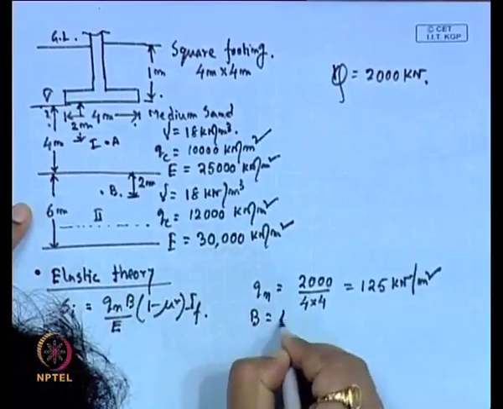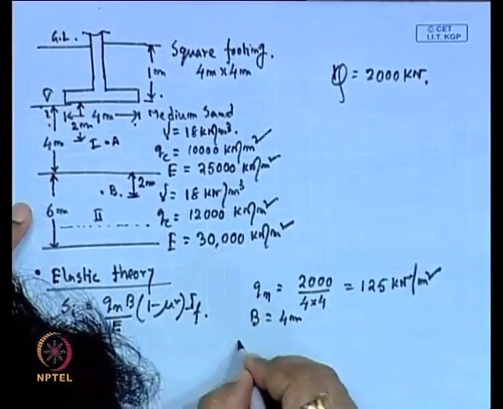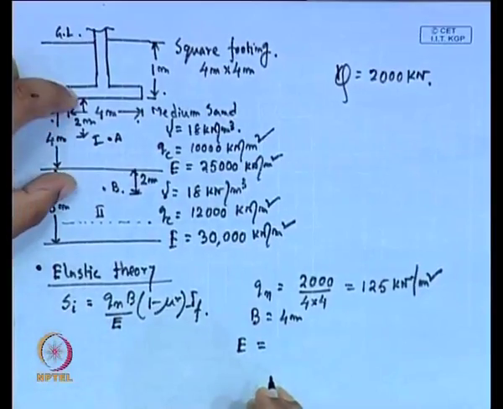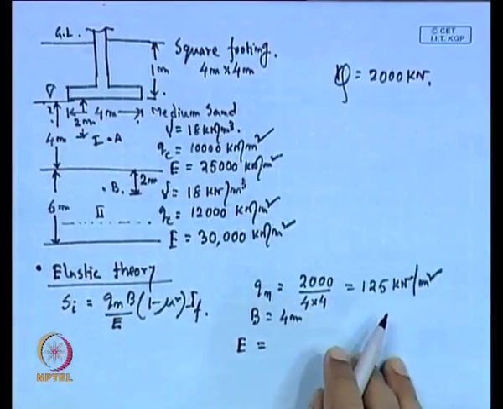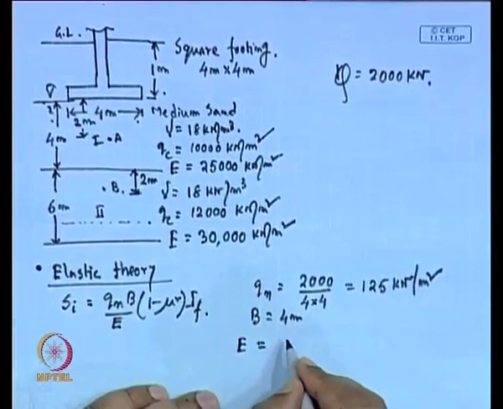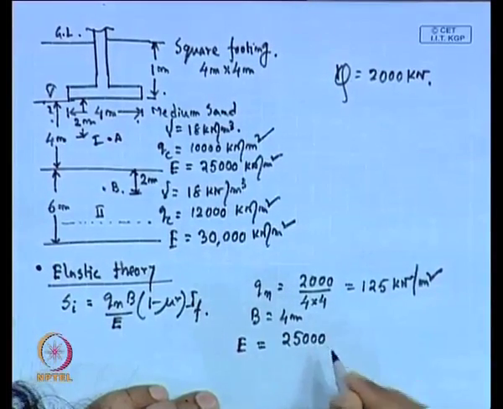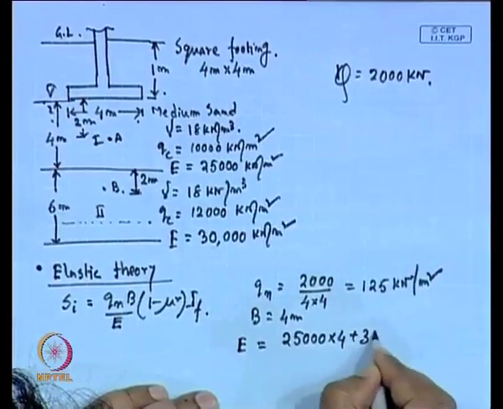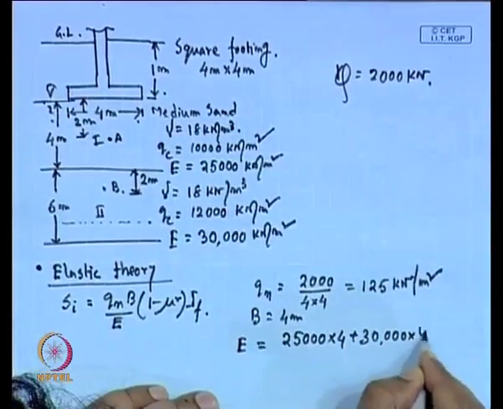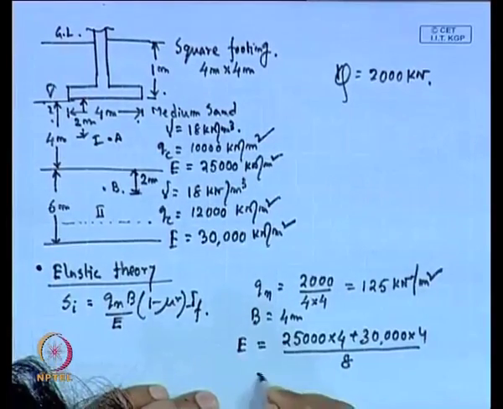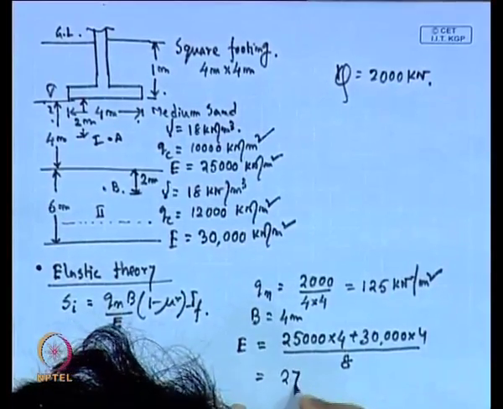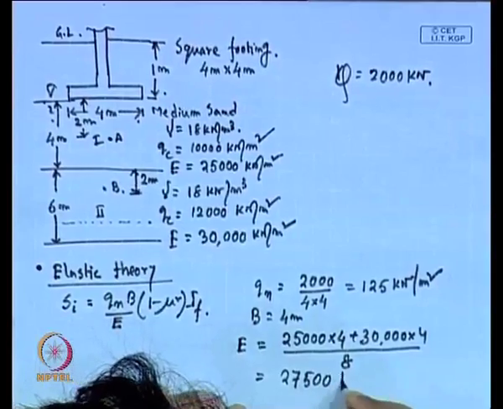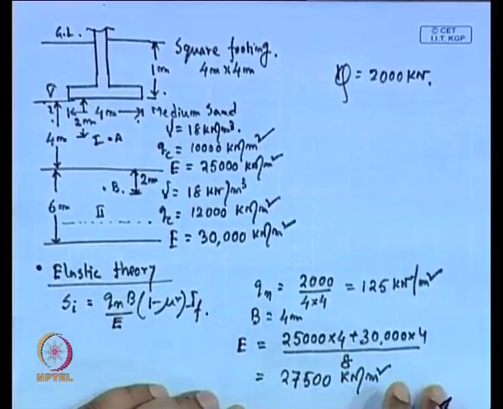Similarly, B is here 4 meter. For E we are taking the weighted average value, because here the influence zone is 4 meter for the first layer and 4 meter for the second layer. So, we can take the average, or the E value that we are taking is 25000 into 4 plus 3000 into 4 divided by 8, or we can simply take the average of the 2 layers. So, this is coming out to be 27500 kilonewton per meter square.